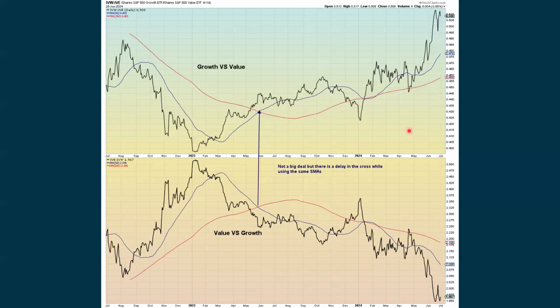Now is where it gets kind of interesting when I do ratios between the two. We have a growth to value ratio on top showing how growth is outperforming. Then I do an inverse of that on the bottom, showing how value is underperforming growth.